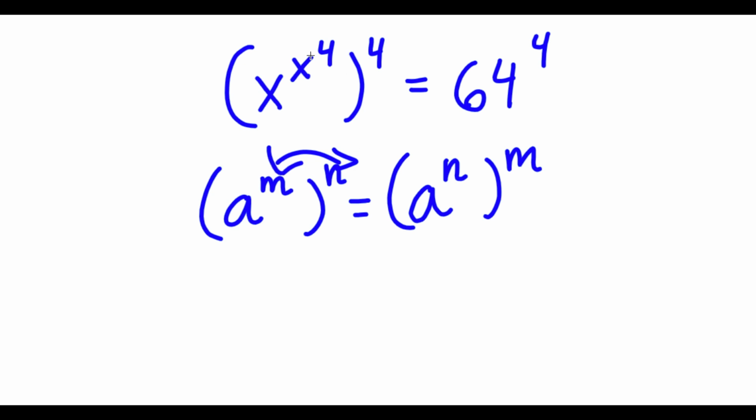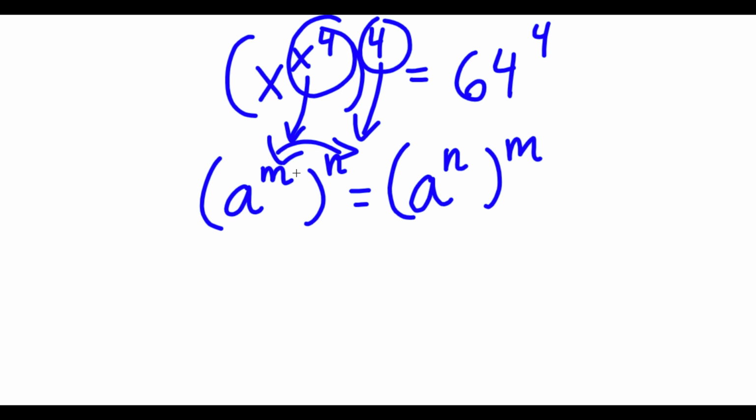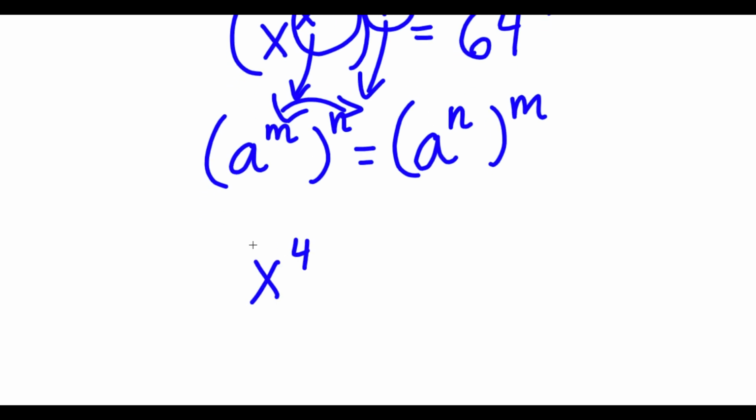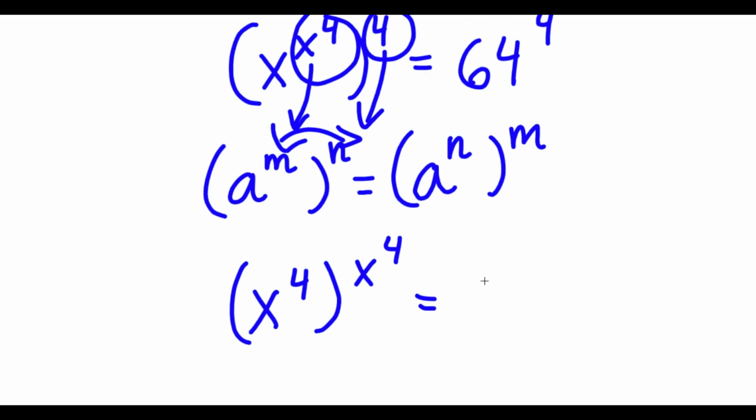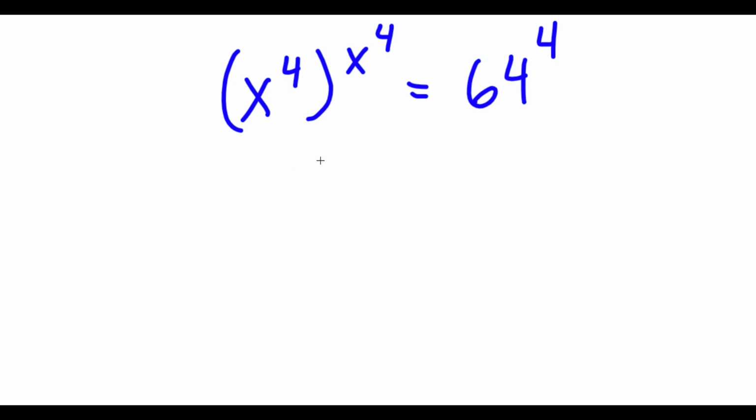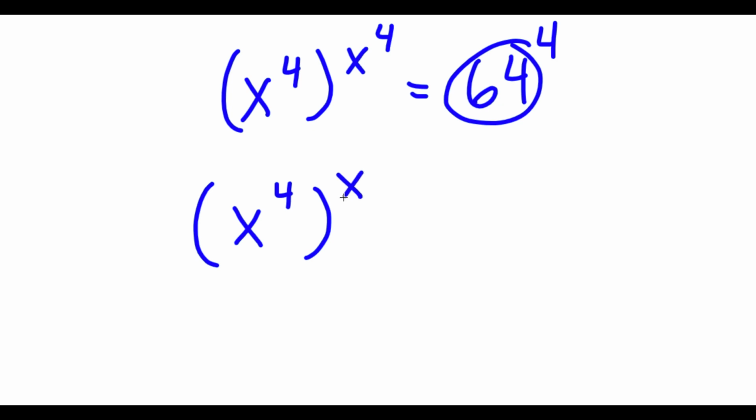So in this case, we can think of x to the power 4 here as m and 4 as n. So if I switch the places of these two, I get x to the power 4 to the power of x to the power 4 is equal to 64 to the power of 4. Now I'm going to replace 64 with 8 squared. So now I have x to the power of 4 to the power of x to the power of 4 is equal to 8 squared to the power of 4.